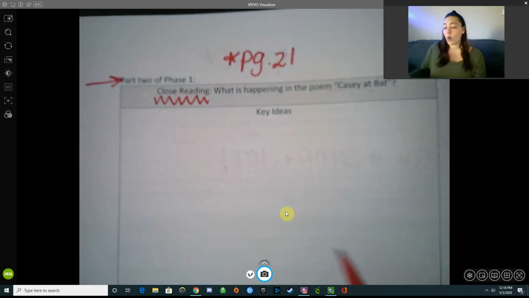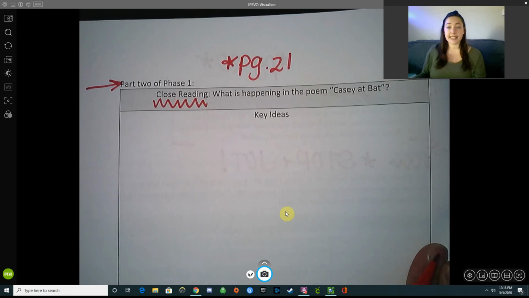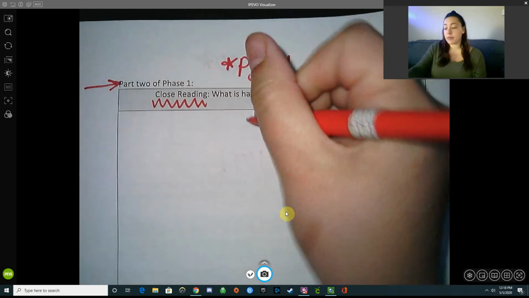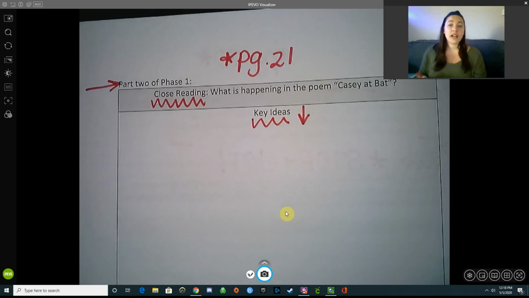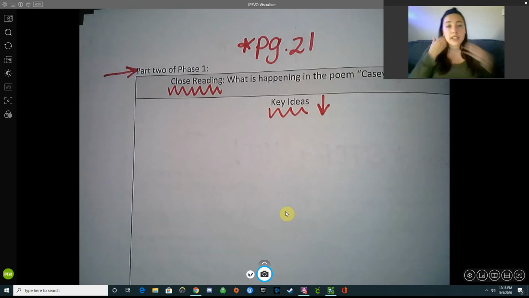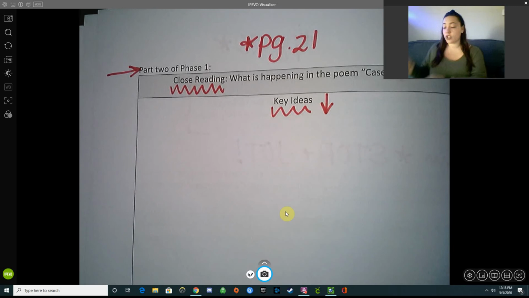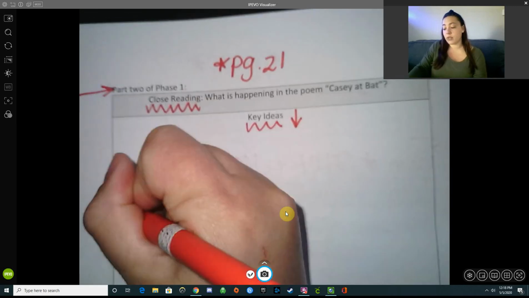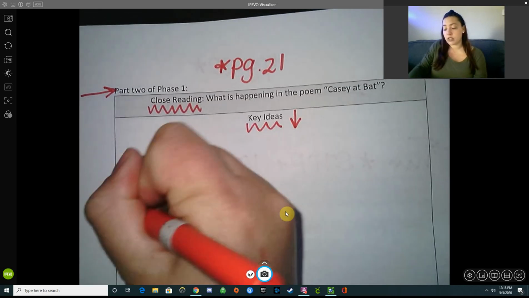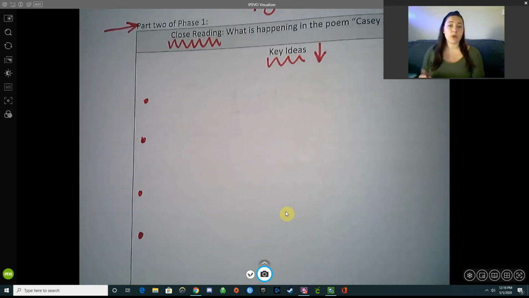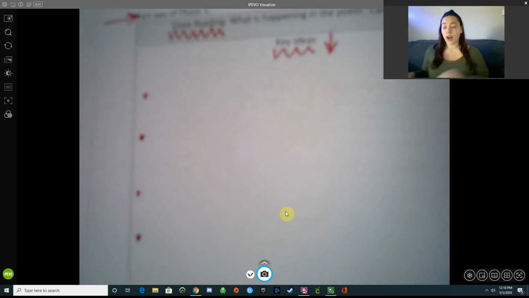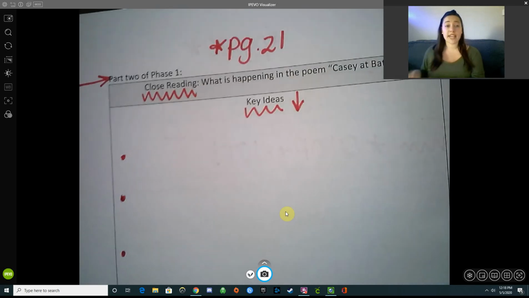So again, what is happening in the poem, Casey at Bat? Some of your key ideas you can list below here. Tell me what's happening. You don't have to write complete sentences. We can jot things down. We can use bullets. Give me at least 3 to 4 bullets of what is happening in this poem. What are the key ideas? Those are your 2 tasks for today.